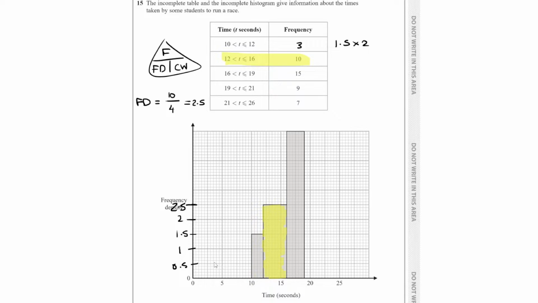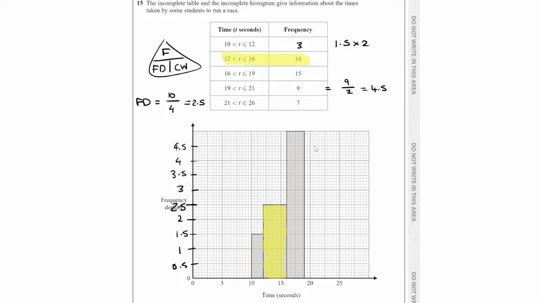We've worked out the table. Now we need to put the rest of the bars here. Let's see. So from 19 to 26. So we've got 2 bars we need to do. Now we know our scale as well. What we need to do is work out the frequency density for both of these. So we said frequency density is frequency divided by class width. So for this one is 9 divided by class width is 2, isn't it? So that's 4.5. So if that was 2.5, that's 3, 3.5, 4, and then this is 4.5.